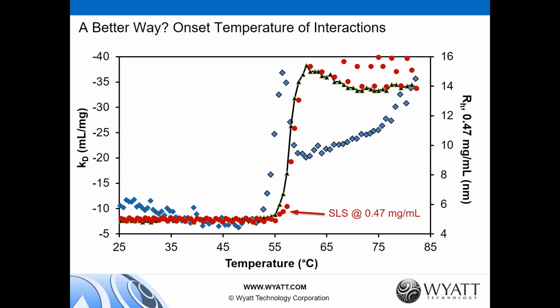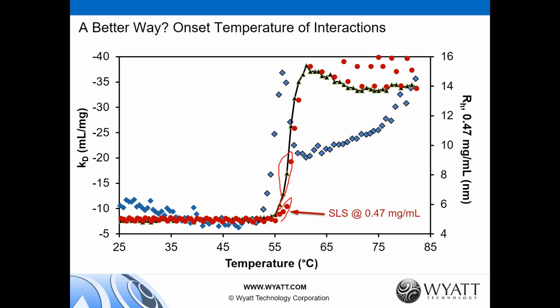So here's an example of an IgG, and in black, we have RH as a function of temperature, and so you can see that it undergoes a transition right around here. And the red is the SLS, so that's essentially the aggregation, and it has a very similar aggregation temperature. It also aggregates about the same time, perhaps slightly later in temperature.